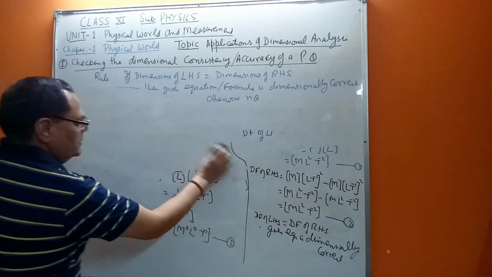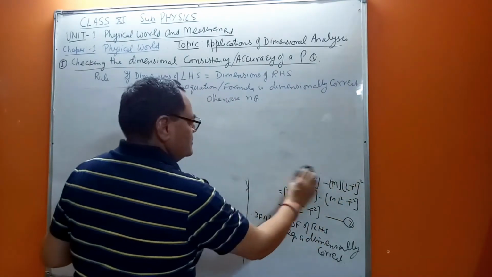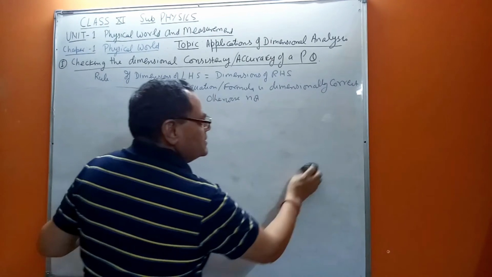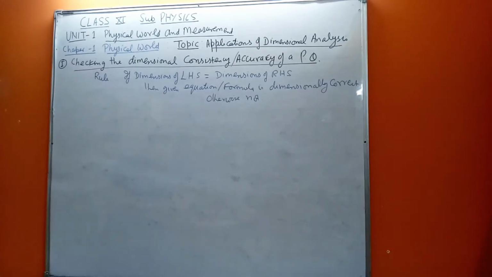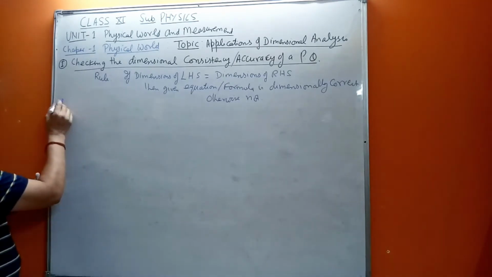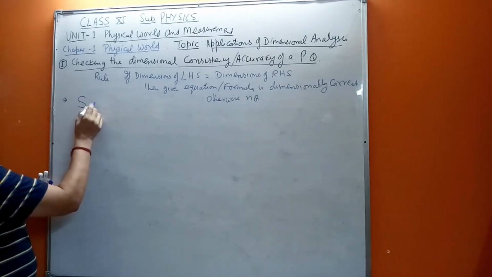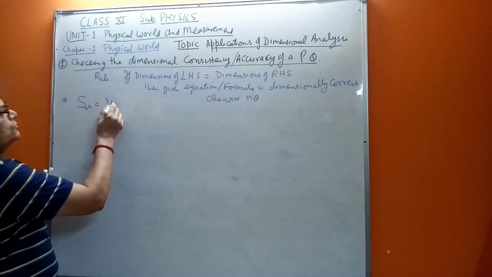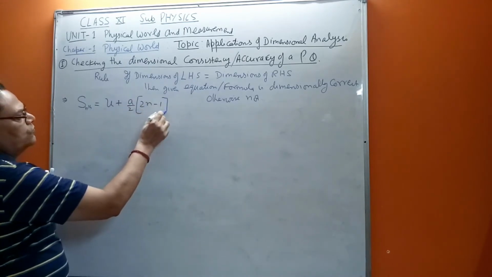So now we have some formulas for when a body moves, so we can find out the distance traveled or covered in 10 seconds or 20 seconds, or maybe the distance covered by a moving particle or object in the nth second. So next one is basically the distance traveled or covered by a moving particle or body in the nth second. In general, it is given by u plus a by 2 (2n minus 1).